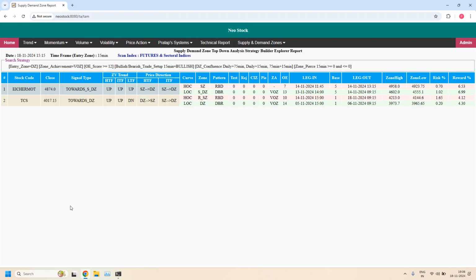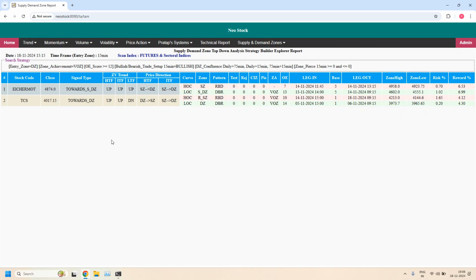We got 2 stocks. In these 2 stocks, the 15 minutes demand zone is part of the 75 minutes demand zone. Both together again part of the daily demand zone. And also the trend is uptrend in both these stocks.